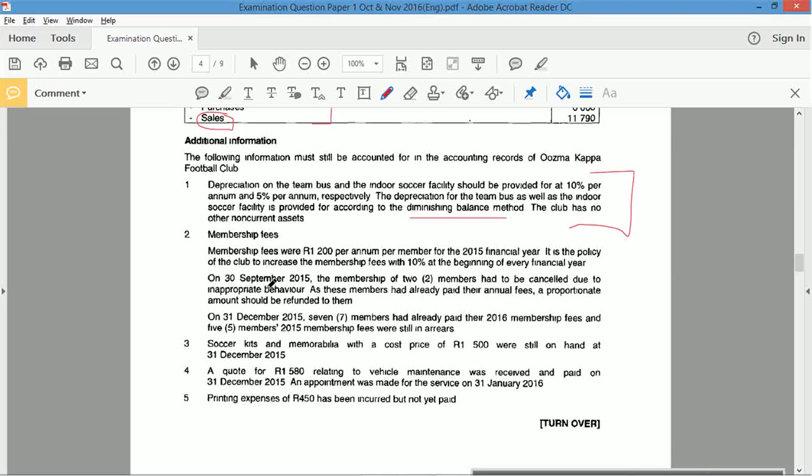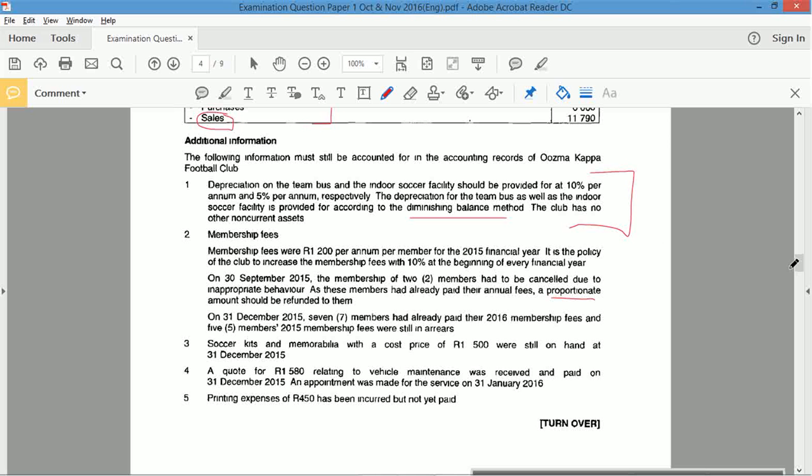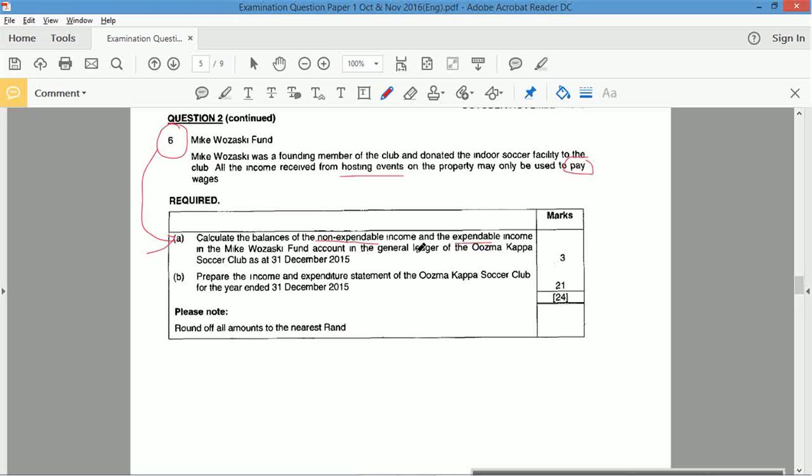Okay, on 30th of September, the membership of 2 members had been cancelled. These members had already paid their annual fees. A proportionate amount should be refunded to them. Okay, there we go. There's your first thing. Right, so how many months do I refund though? A proportionate amount. Okay, so when did they leave the club? 30th of September. Okay, so what's the end of the year? Go back to the questions. I think it was 31 December. Yes, there we go.